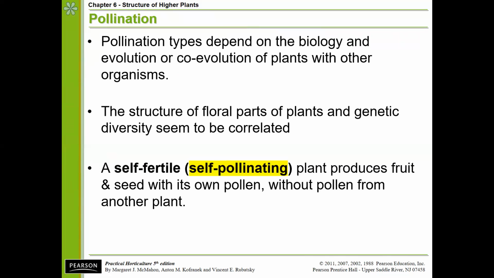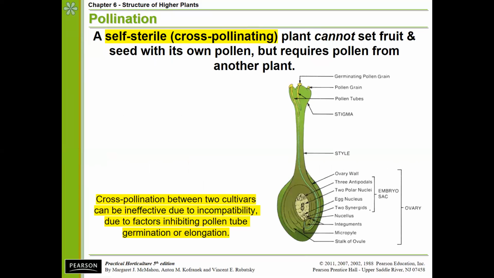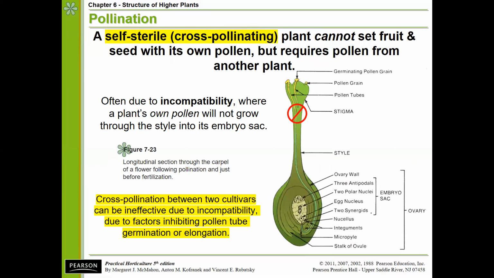Self-pollinating plants are self-fertile. They generally are perfect plants that have both the male and female flowers on the same flower. Self-sterile plants or cross-pollinating plants cannot set fruit from their own pollen, but often require pollen from other plants due to incompatibility mechanisms. Often they are actually there to overcome things like inbreeding depression.